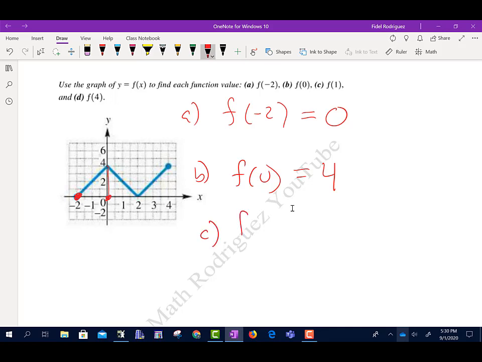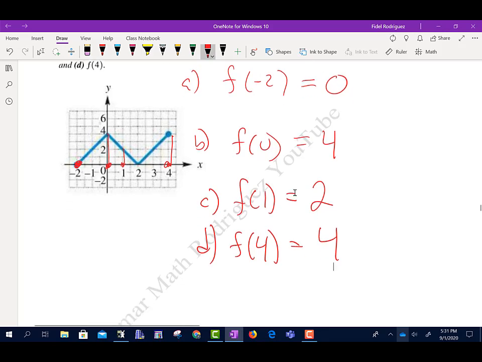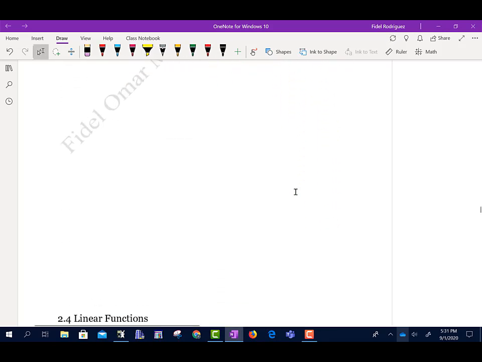Okay. C says, let's find f of 1. Go here, I'm going to go up. My y value is 2. And D is in dog, we're going to find f of 4. So I'm going to come back over here, I'm going to go up. My y value is also 4. And that was section 2.3. Pretty sure, yep, that's all of 2.3.